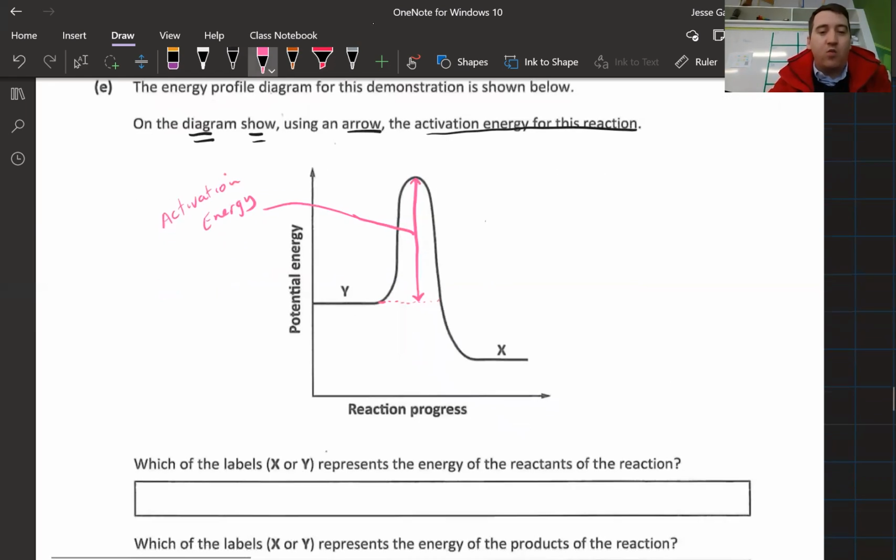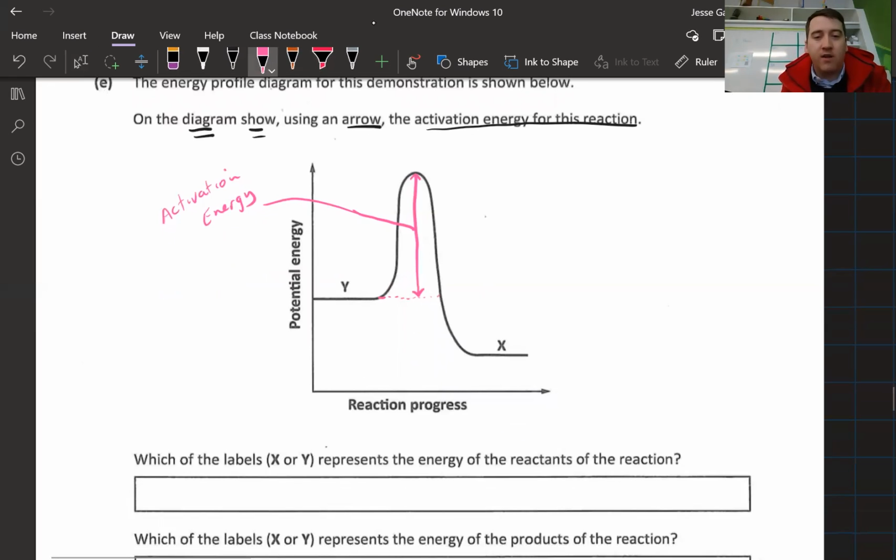All right, on the next one, it says which of the labels X or Y, so here they are, X or Y, represents the energy of the reactants in the reaction. So pause the video and write down which one do you think it is, X or Y. Okay, well, hopefully you can realize that this shows reaction progress. As we go from left to right, the reaction is progressing. So Y is coming before X on that axis.